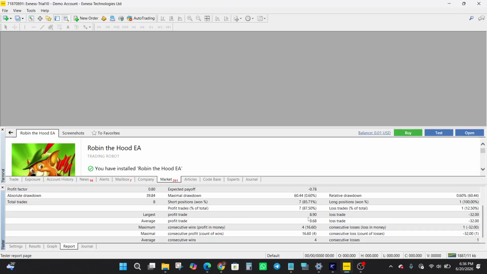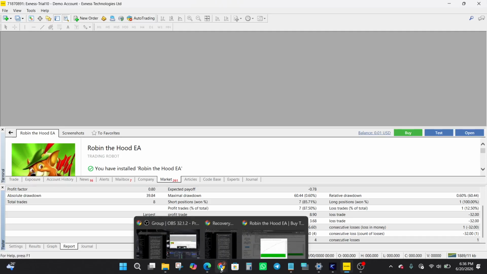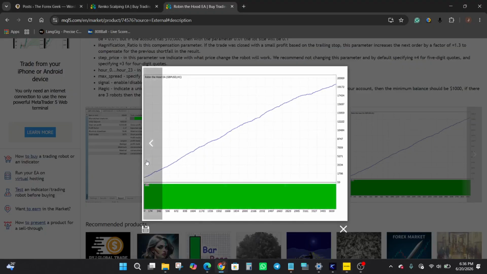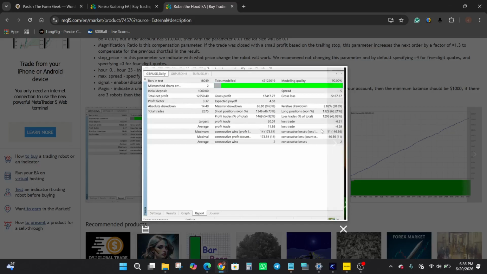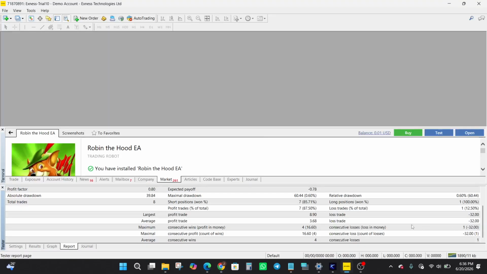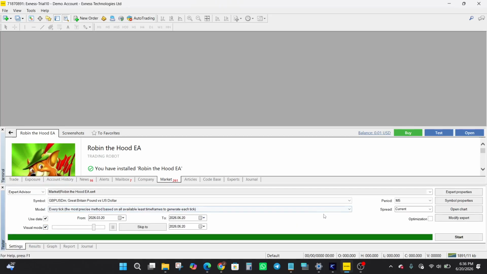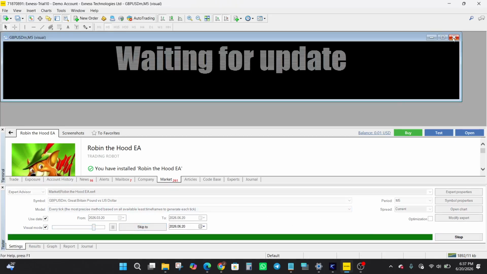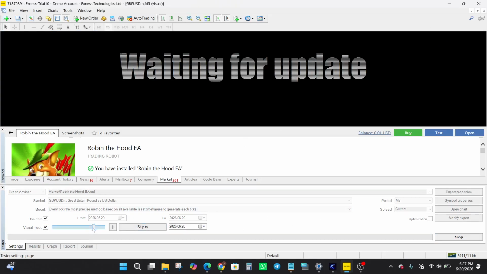Largest profit was $8.90. Largest loss was $32. Average profit $3.68. Average loss $32. This tells me that the risk to reward ratio in this case is also bad, unlike what we saw here, where we had a good risk to reward ratio. Anyways, perhaps market conditions, right? Anyways, let's just go turn on the visuals. Let us see how this EA looks in action.